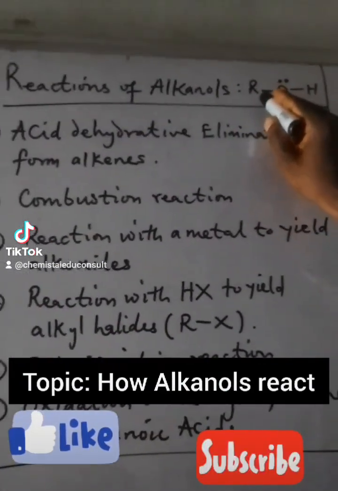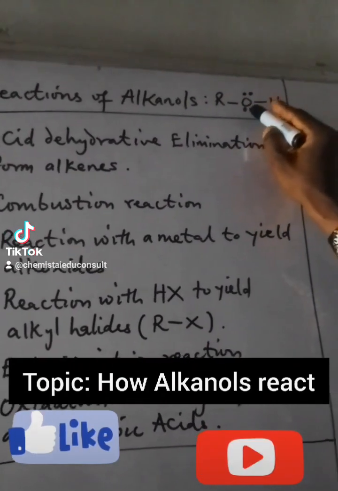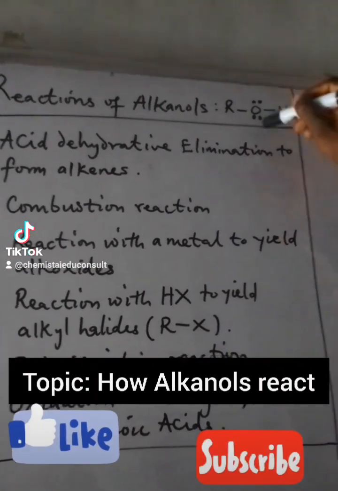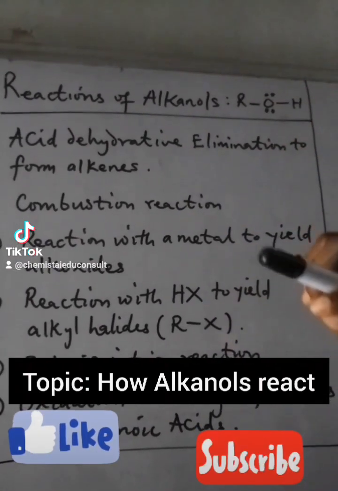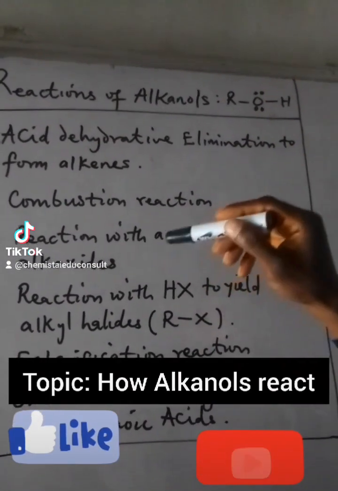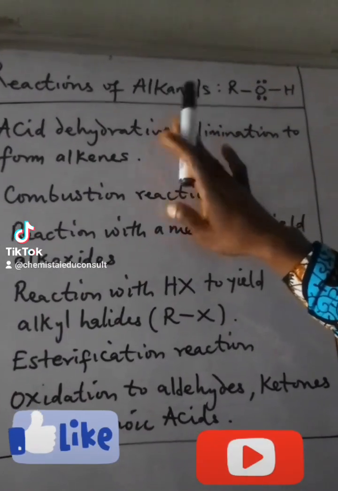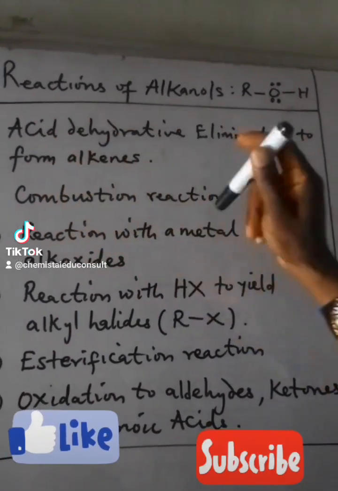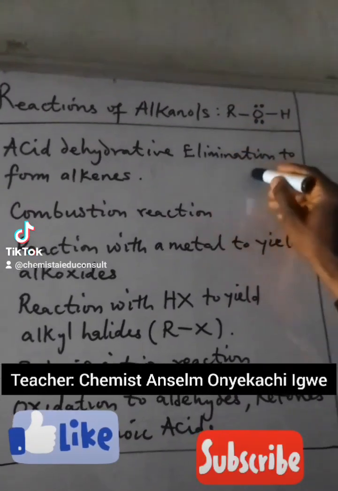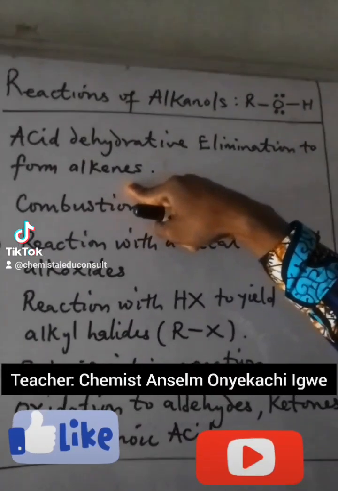Remember, this is the general formula of alkanols. And you can see the functional group OH with two lone pairs of electrons around oxygen. So number one reaction is acid dehydrative elimination to form alkenes. What this means is that an alkanol, in the presence of an acid, undergoes an elimination reaction to form an alkene.